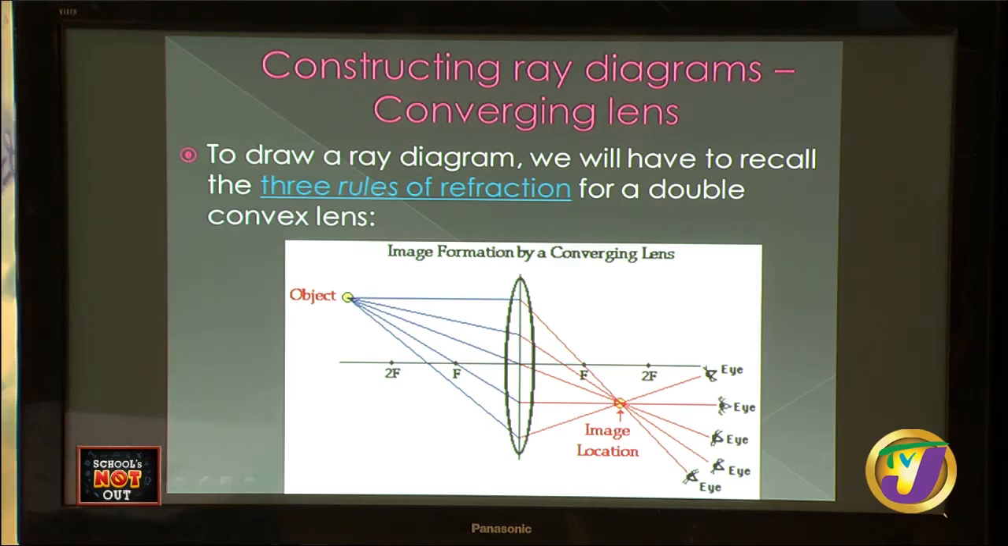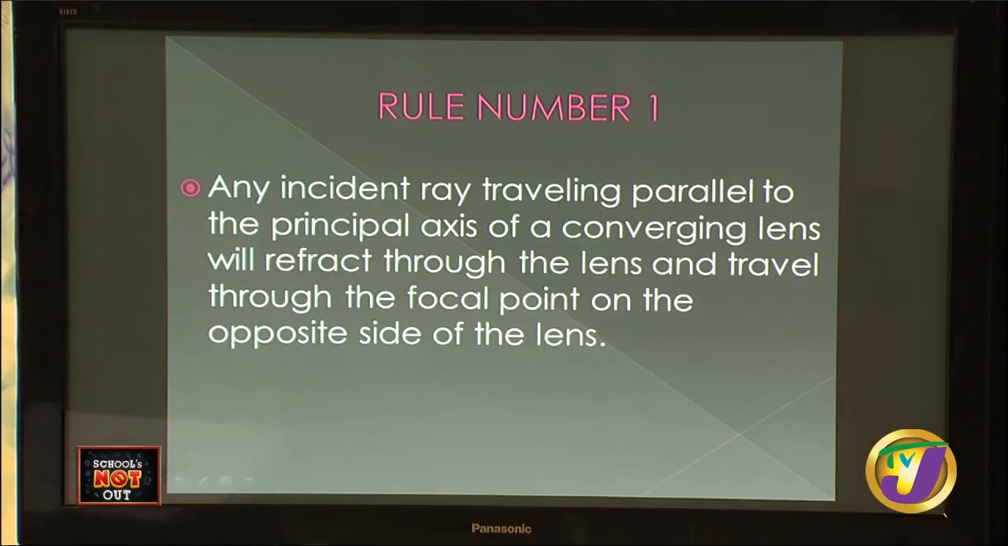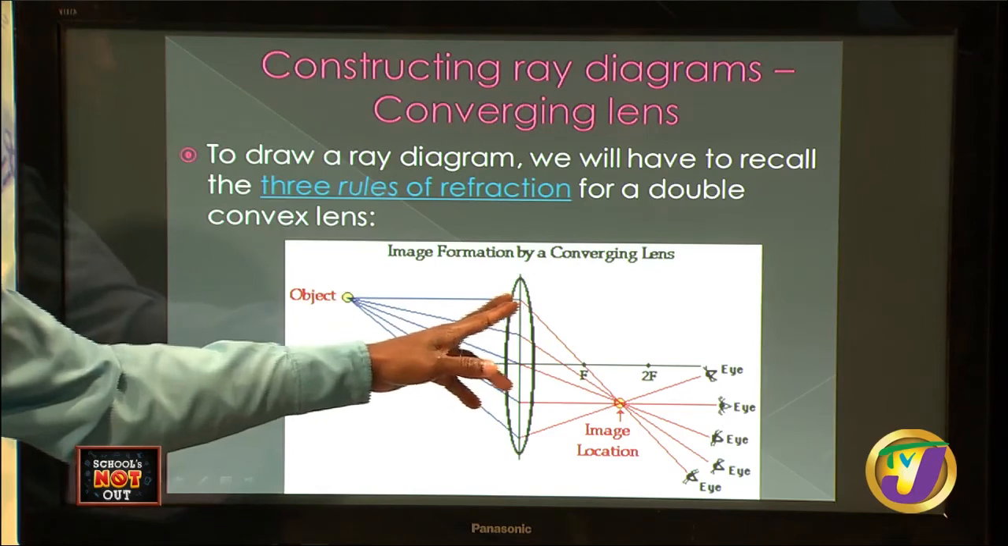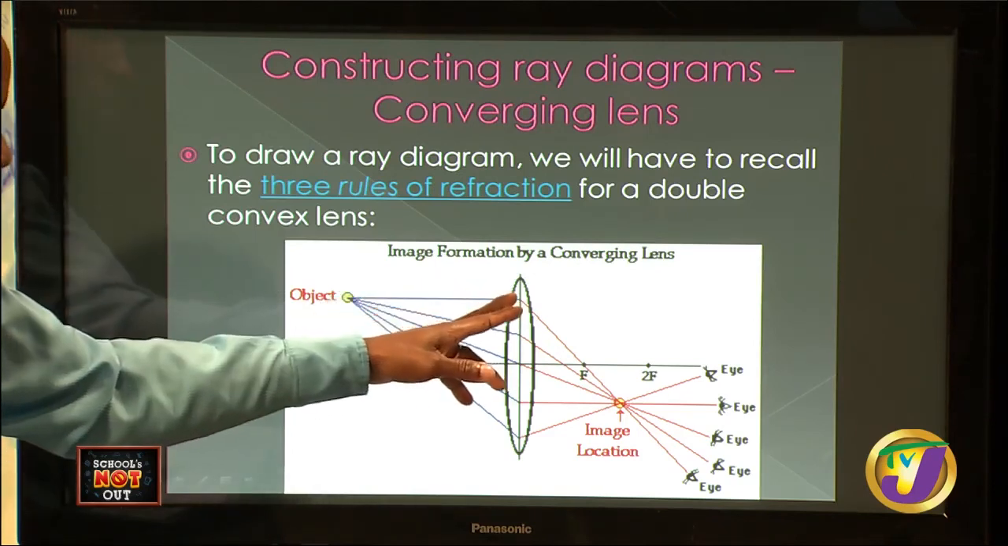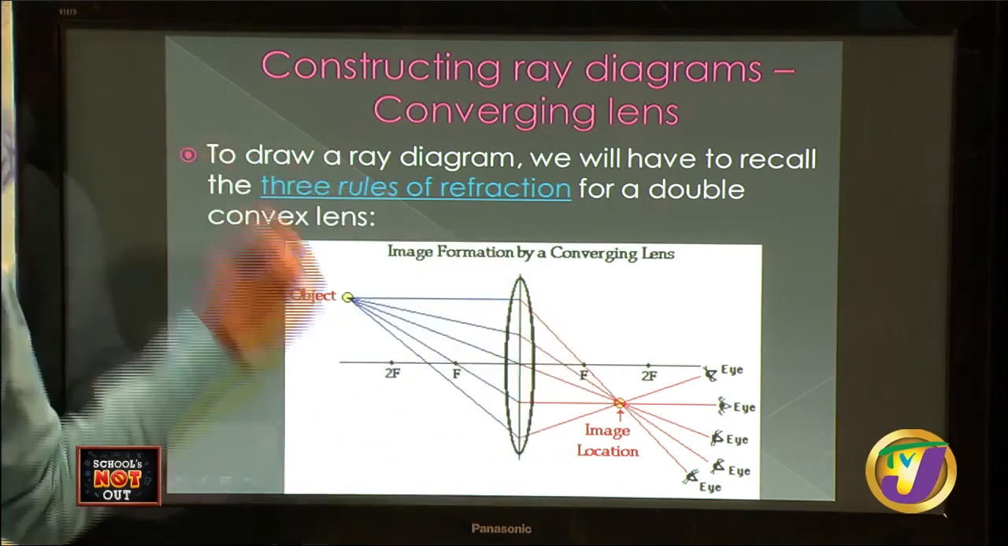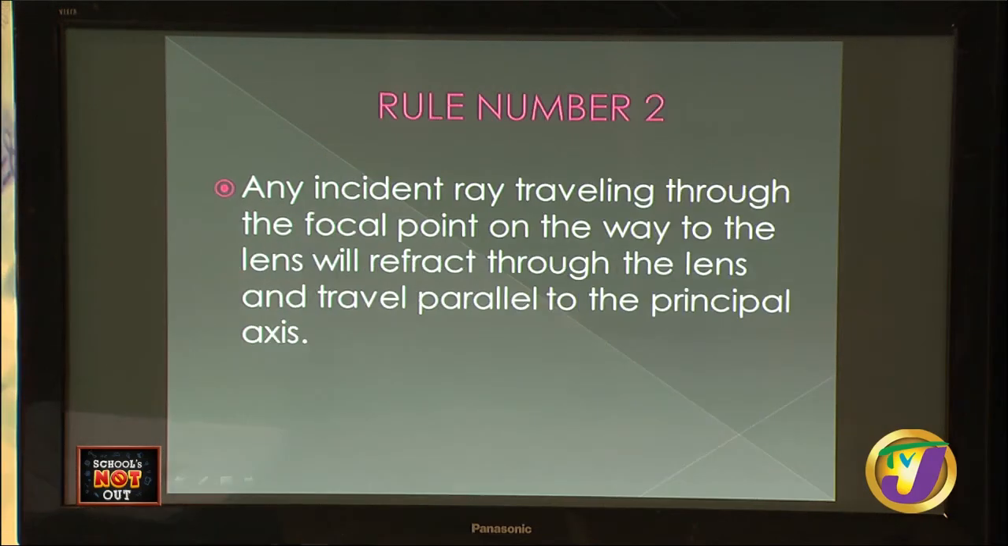Now there are certain rules that must be followed in terms of drawing a ray diagram correctly. Rule number 1. An incident ray traveling parallel to the principal axis of a converging lens will refract through the lens and travel to the focal point on the opposite side of the lens. So what this means is that this ray, traveling parallel, will refract and then travel through the focal point, which is labeled F here.